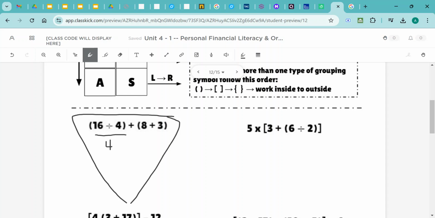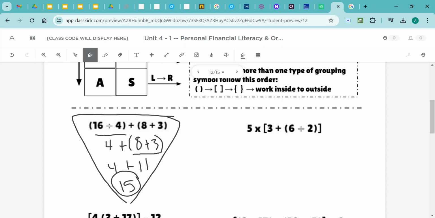16 divided by 4 is 4. Now, since I solved what's in those parentheses, I'm going to drop those parentheses. I'm not going to have them anymore. Plus, I didn't solve 8 plus 3 yet, so I'm going to keep that one. So I have 4 plus 8 plus 3 in parentheses. So according to PEMDAS, I'm going to solve what's in parentheses. 8 plus 3 is 11, and I'm going to bring down 4 plus 11. 4 plus 11 is 15. All right, so my answer to the first one is 15.